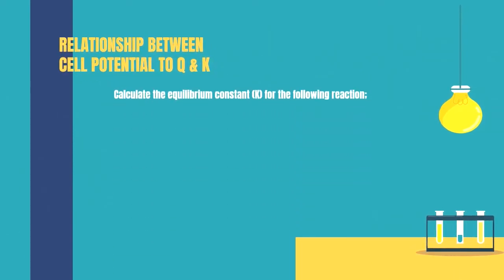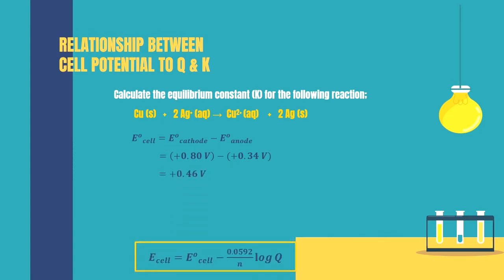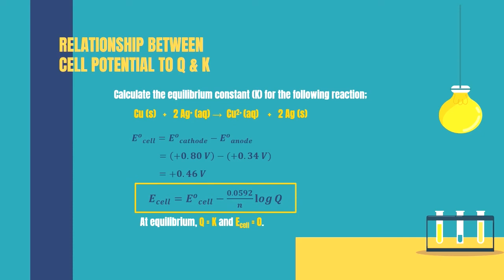The following shows an example of where students need to relate cell potential value to equilibrium constant K. Remember, equilibrium constant K has no unit.